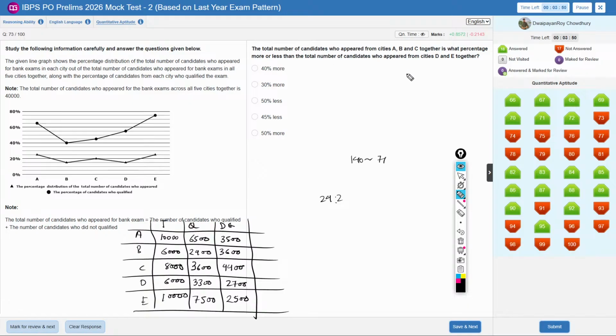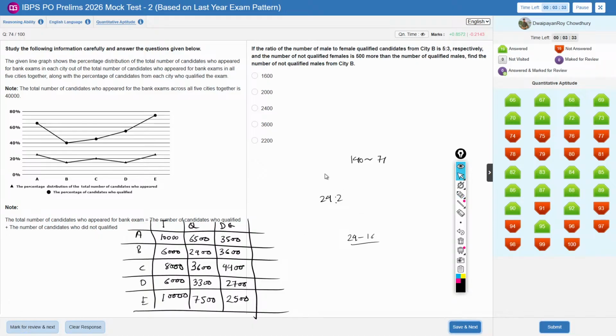Total number of candidates who appeared from A, B, C together. A, B, C together appeared is what percent more or less than the number of candidates who appeared from D and E together. So 16 and 24, 24, 16. So I think it's 8 more. So 50% more.